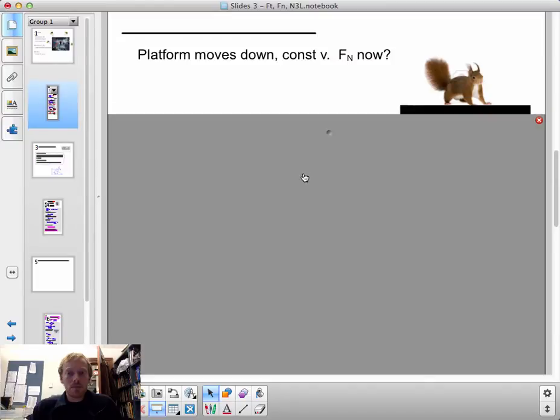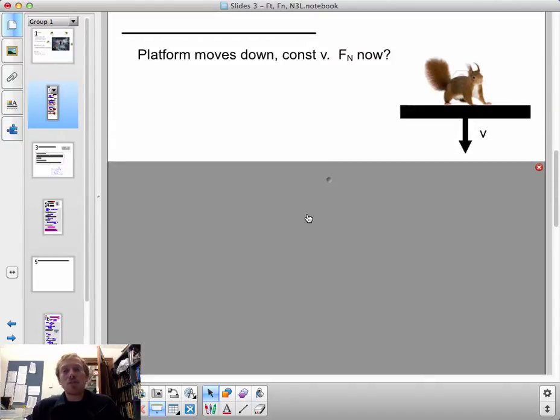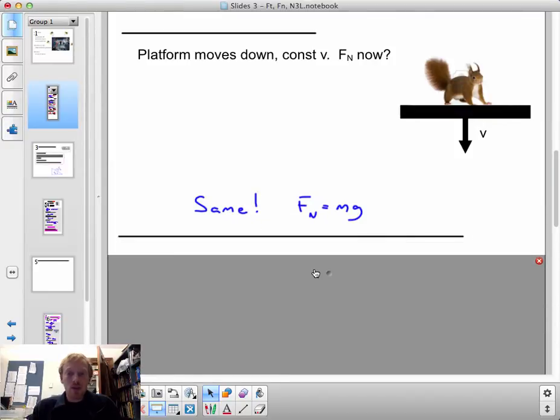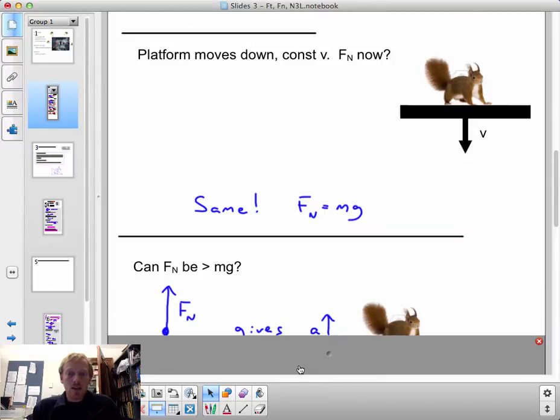Well, what if I move the squirrel down on the platform with constant velocity? You've probably guessed that this will be the same: constant velocity, zero acceleration, balanced forces. So the normal force up on the squirrel is the same as the gravitational force down on the squirrel.